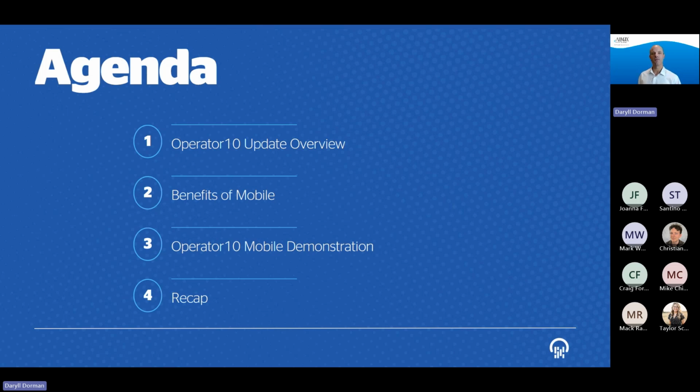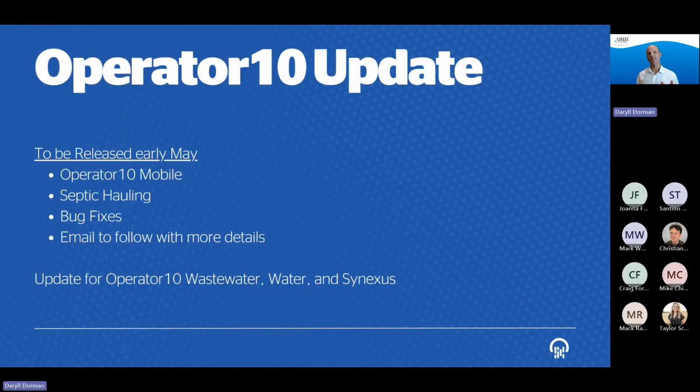So great, let's talk about the new update first. This update is going to be coming out in early May, and it's going to include a couple different things. First, of course, is the ability for Operator10 Mobile. We also are going to be adding a new septic hauling module, which we're really excited about. It's going to be a way to track septic tanker activity. That was another thing we got feedback on from a lot of customers. This is another aspect of their job, and there wasn't really a great way to do it besides using spreadsheets and everything else. And so we were able to work on this feature.